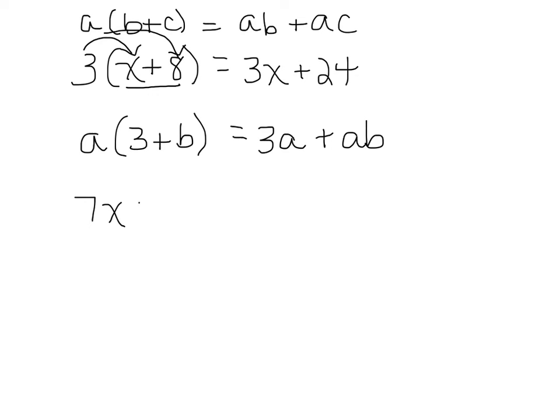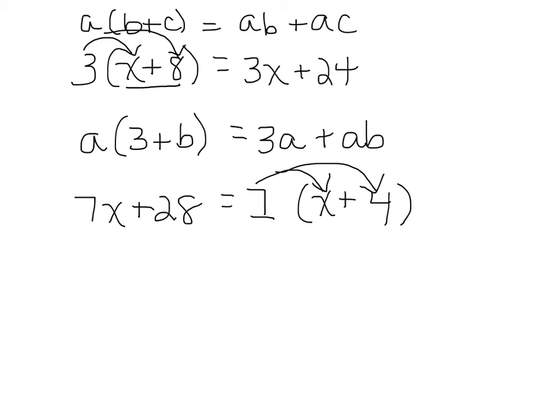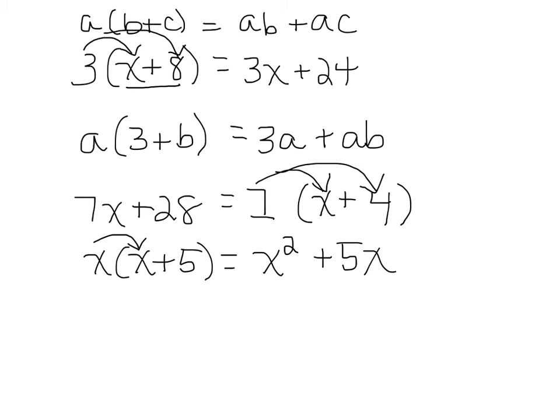You can say, if I say 7x plus 28, I can sort of think about, okay, well, 7 goes into both of those, so it must be out here. And that's going to be 7 times (x plus 4), because 7 times x is 7x, and 7 times 4 is 28. Be careful if I say x times (x plus 5). X times x is not 2x, it is x squared plus 5x.